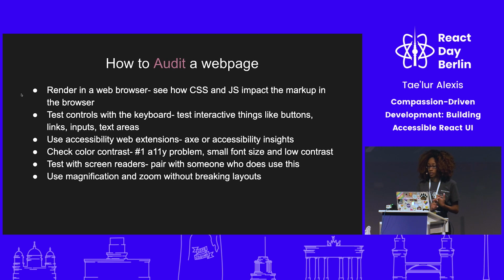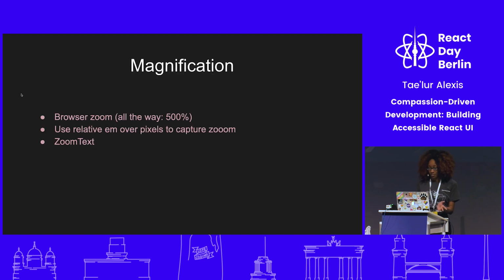Can I navigate the site with keyboard? Focus management. Am I able to focus and interact with the key things on the page, like buttons, links, inputs, text areas? Is the color contrast good? Is my text color standing out enough from the background? And then am I able to zoom in and out? Which is what I just went over. So using relative rem or em over pixels is a great way to help with magnification, so people are able to zoom in.